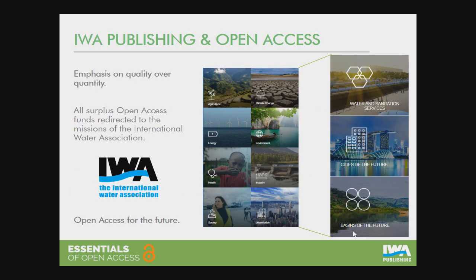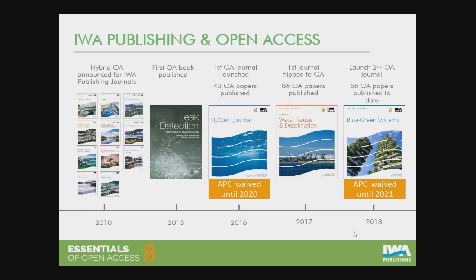So just a little bit about IWA Publishing and open access. Our emphasis is really quality over quantity, and all of the surplus generated from open access is redirected to the missions of the International Water Association and the great work that they're doing. We like to think of it as open access for the future. We've been doing open access for a while now, so we announced our options in our hybrid journals in 2010. We launched our first open access book in 2013.